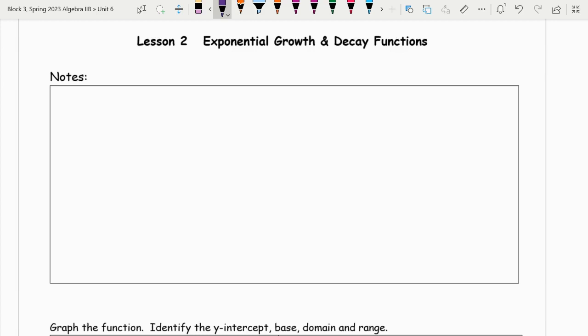Exponential growth and decay functions. Let's set the stage. You have 100 Oreos. You can't just stay in your house, and you eat 50% of the Oreos each day.